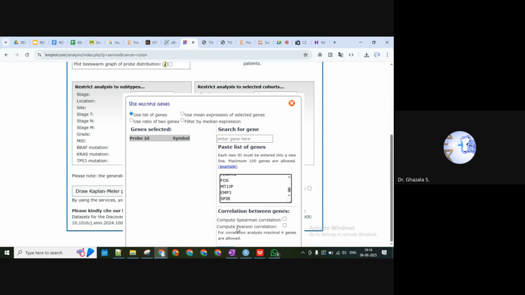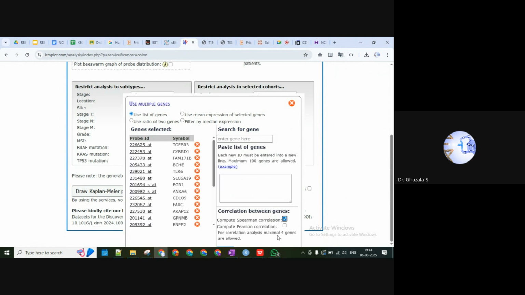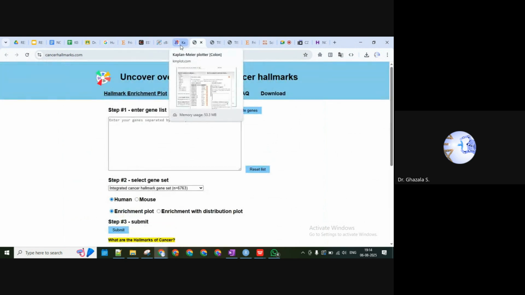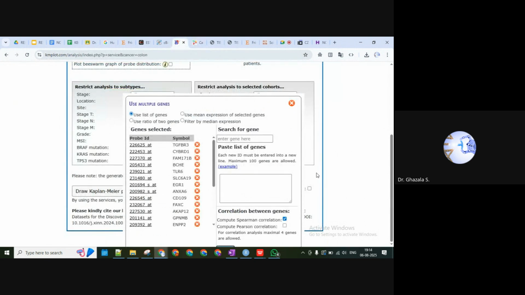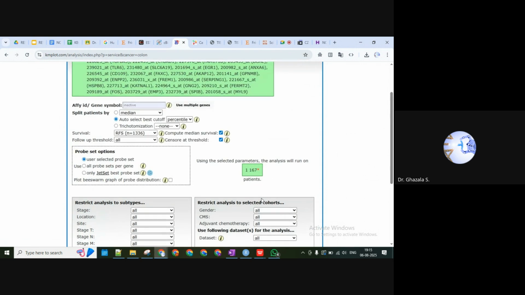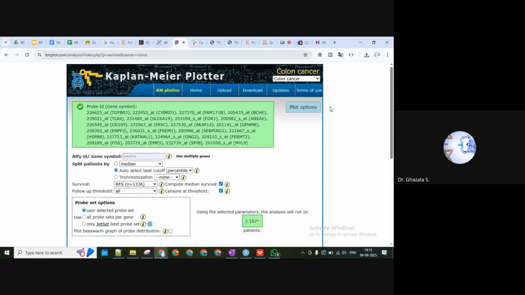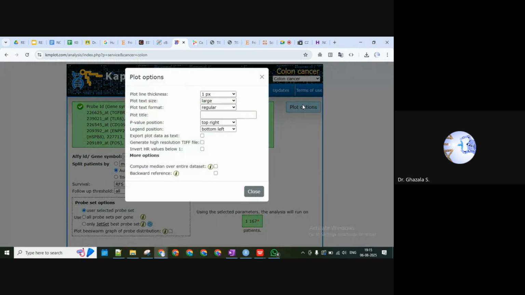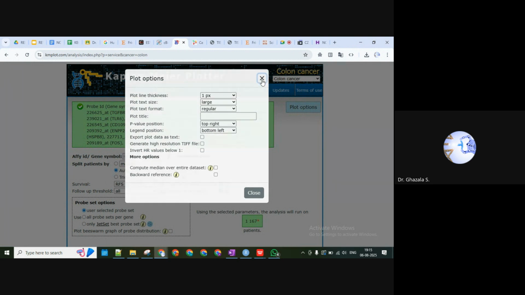If you are not selecting, then it will automatically compute Spearman's. So we can select according to our needs, and let me just do the analysis. Where is the option to submit? Okay, so plot options you can modify. Here are all the options given, like the thickness and all you need.